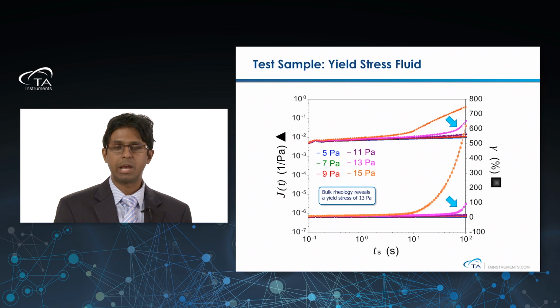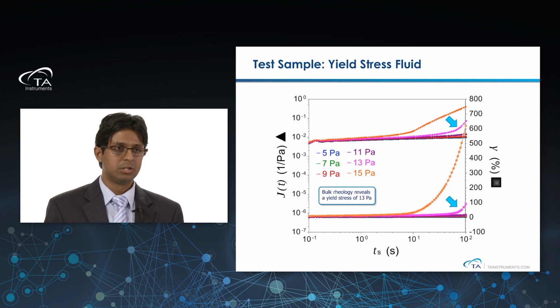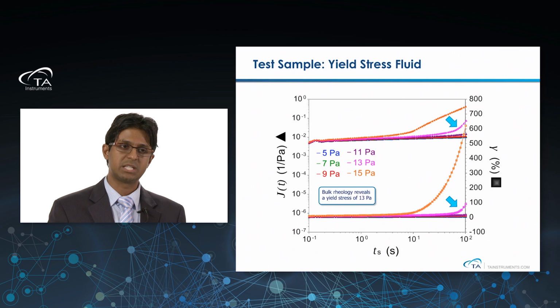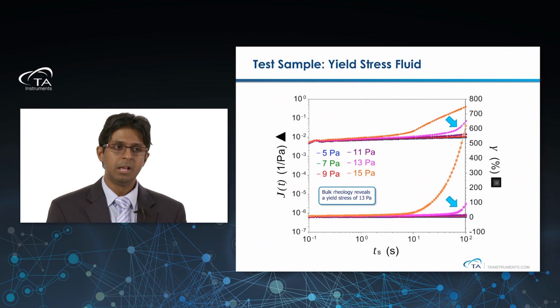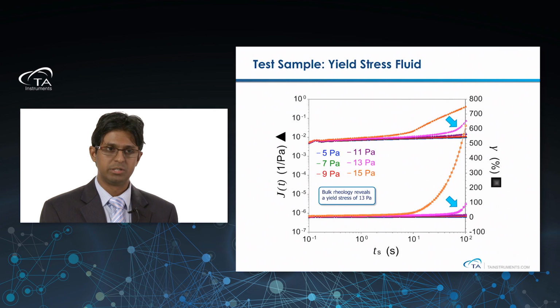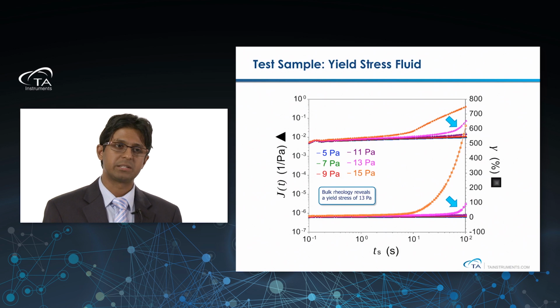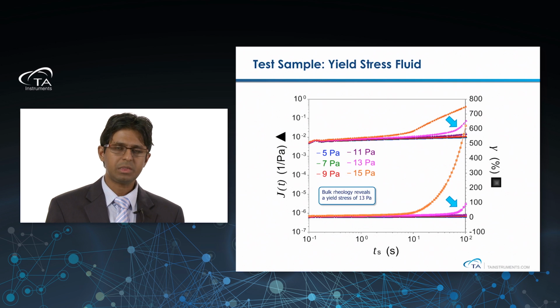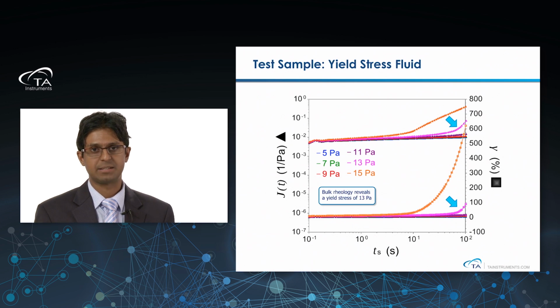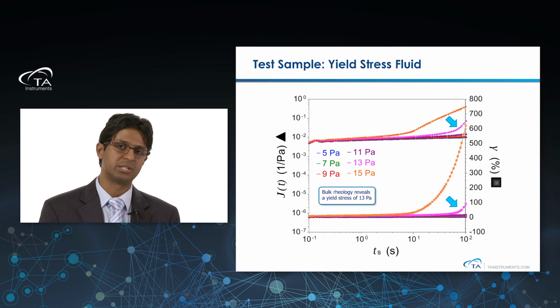So here's a look at the bulk rheology of this material. We're looking at the compliance and the strain as the sample stress is increased. Initially at low stresses, 5, 7, and 9 pascals, we see that the strain and the compliance are essentially flat and the sample doesn't move much. Then once we get above 13 pascals or so, we see an uptick in both the compliance and the shear strain, indicating that the sample yields at 13 pascals, and that is the yield stress for the specific material.